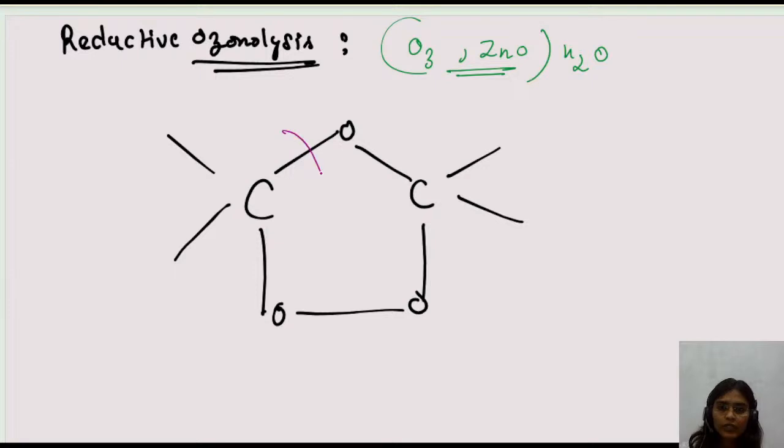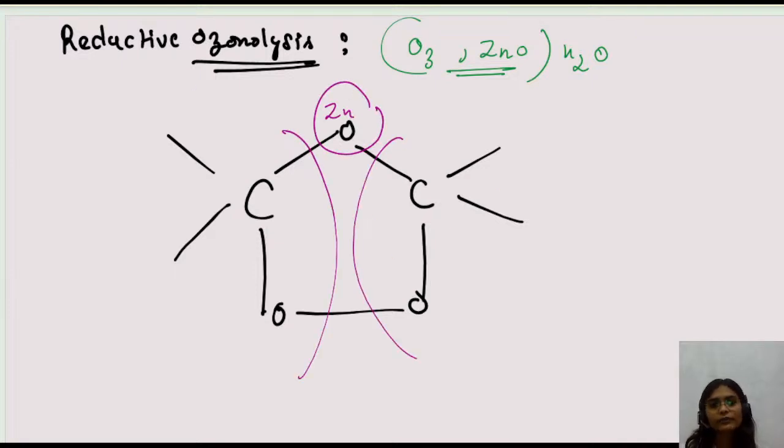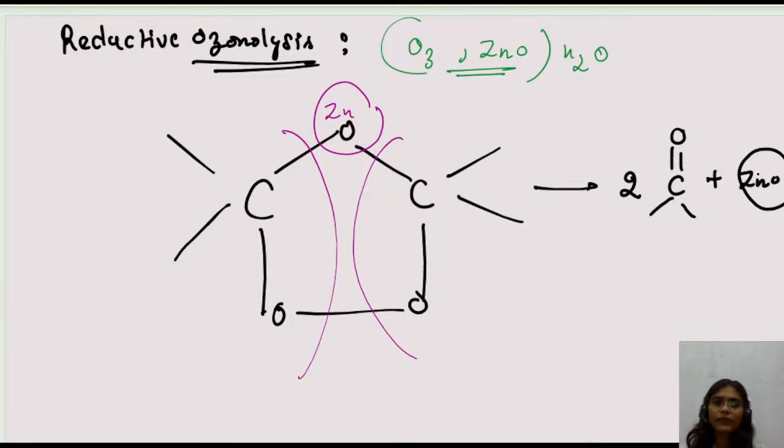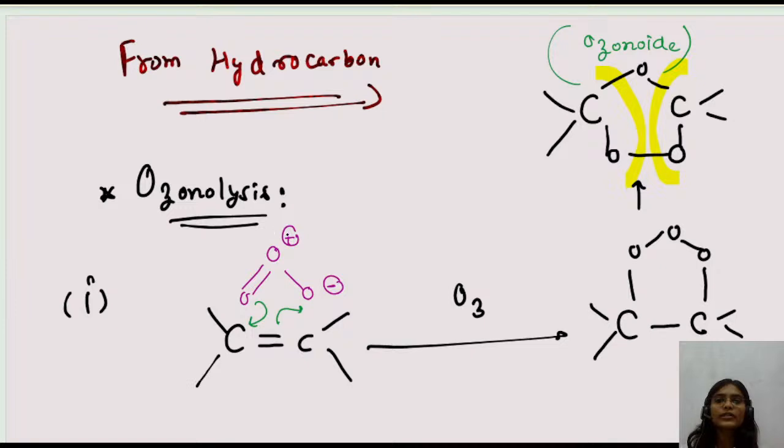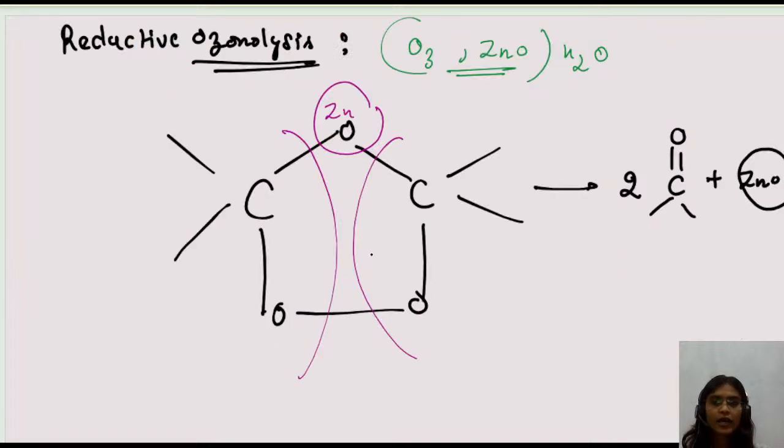Then zinc comes into the picture. This bond is going to break. Zinc combines with the oxygen, and what we get is some carbon with a double bond formed here. In this case I'm taking a symmetrical molecule, so 2 moles of this, and then ZnO forms there simply. This is how the mechanism goes. Again, the mechanism is not important; how the reaction goes is the important part here. Ozonide, look at this, and I guess you already know the shortcut: simply break the double bond and just put the oxygen there.